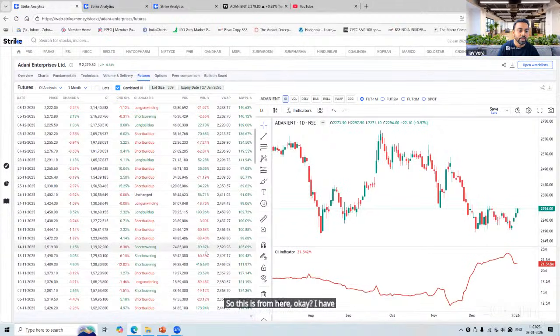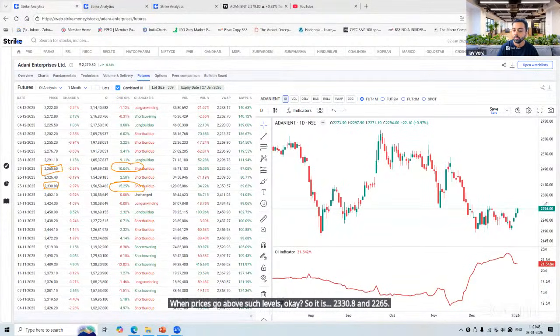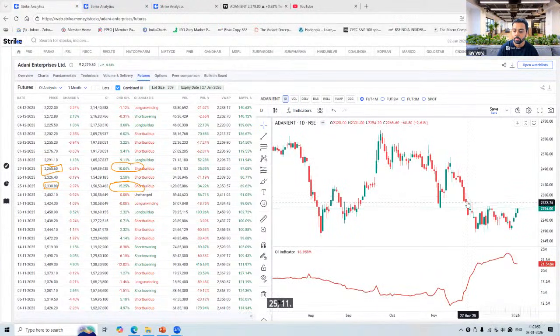I have to see where the short buildup has been very large, because these are the people who will start getting nervous when prices go above such levels. It is 2330.8 and 2265. 2265 has already been crossed once, right? 2330 I think would be somewhere around here.